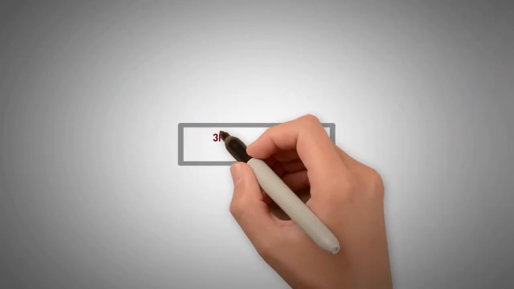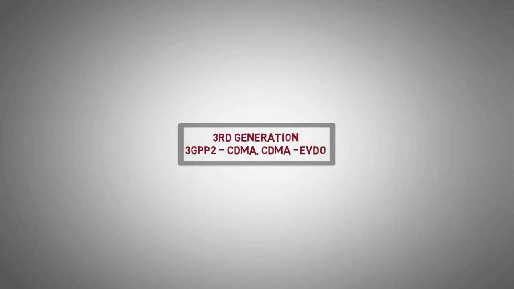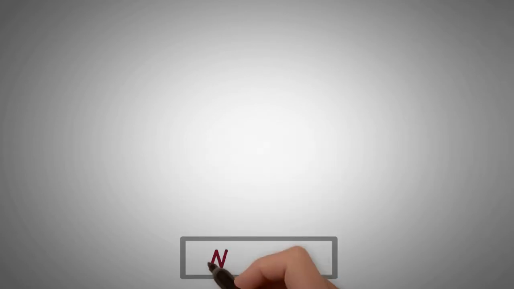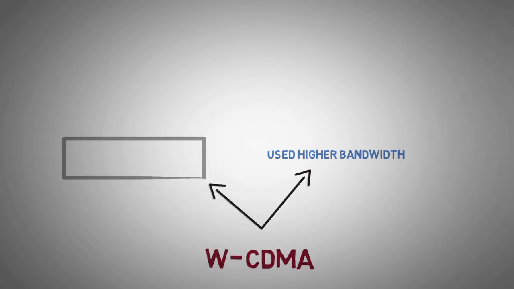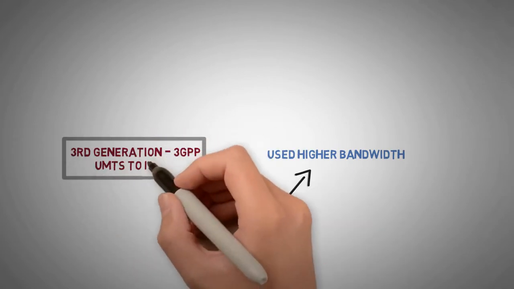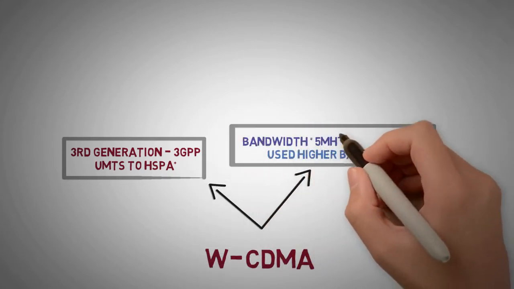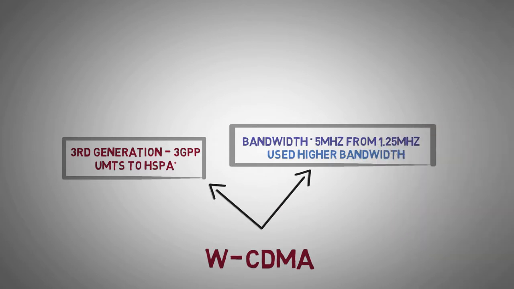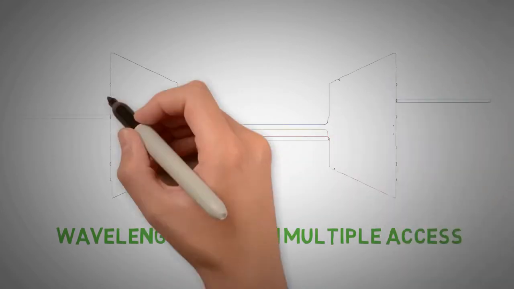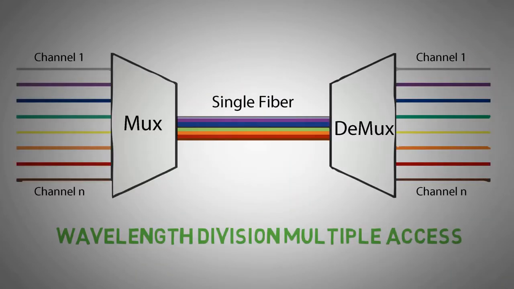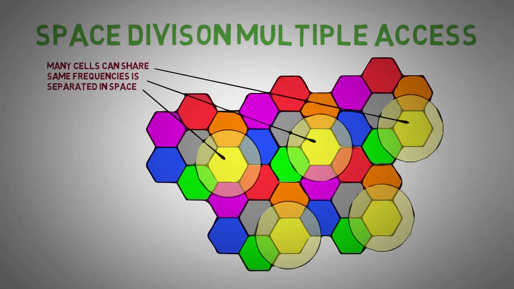It was used in 3GPP2 standards such as CDMA and CDMA Evolution Data Optimized standards. Wideband CDMA or WCDMA spreads the signals over an even higher bandwidth. This was used in the 3G standards of 3GPP from UMTS to HSPA+, where the available bandwidth was 5 MHz compared to 1.25 MHz used in CDMA. There are other multiple access techniques like wavelength division multiple access, which is used in fiber optics, and space division multiple access, which refers to spectrum reuse over non-overlapping areas.